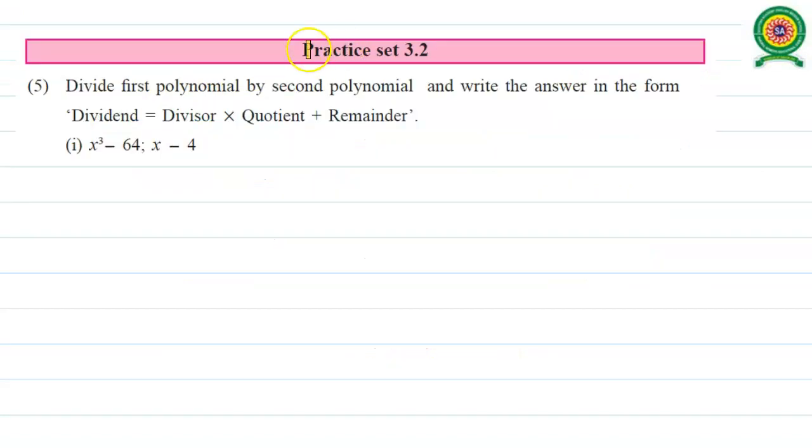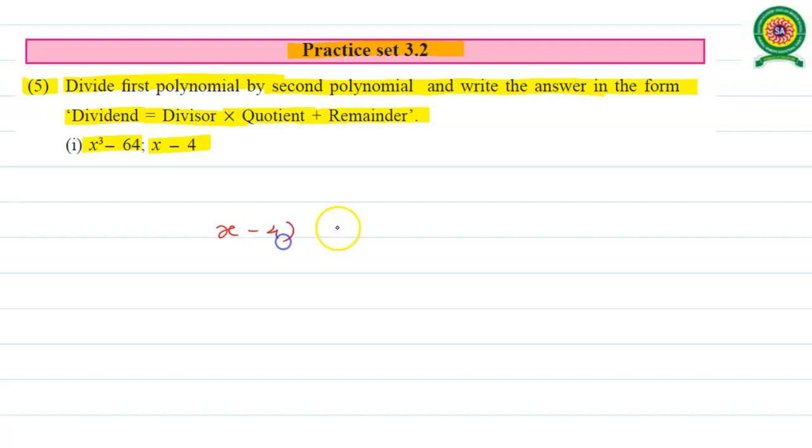Look at the fifth question from practice set 3.2. Divide the first polynomial by the second polynomial and write the answer in the form dividend equals divisor into quotient plus remainder. So the first polynomial is our dividend, x cube minus 64, and x minus 4 is our divisor. So I am writing the division the way we have the actual division. The divisor is x minus 4 and the dividend is x cube minus 64.